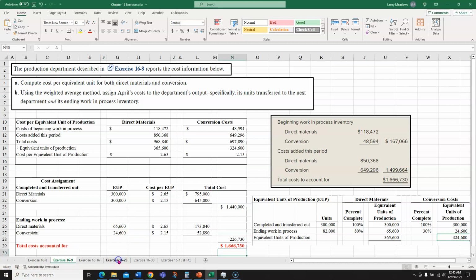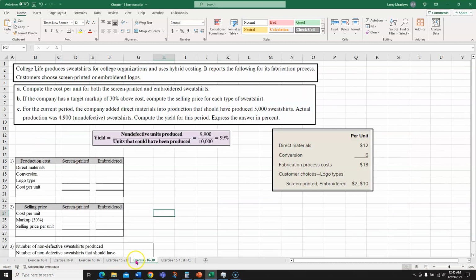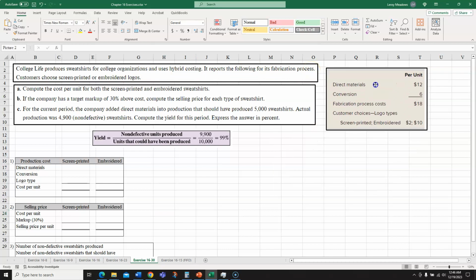Now, let's go to our next example and look at a hybrid costing system. College Life produces sweatshirts for college organizations and uses hybrid costing. It reports the following for its fabrication process, and this information right here is what they're reporting. Customers choose screen printed or embroidered logos. As we see here, screen printed logos only cost $2, embroidered logos cost $10.